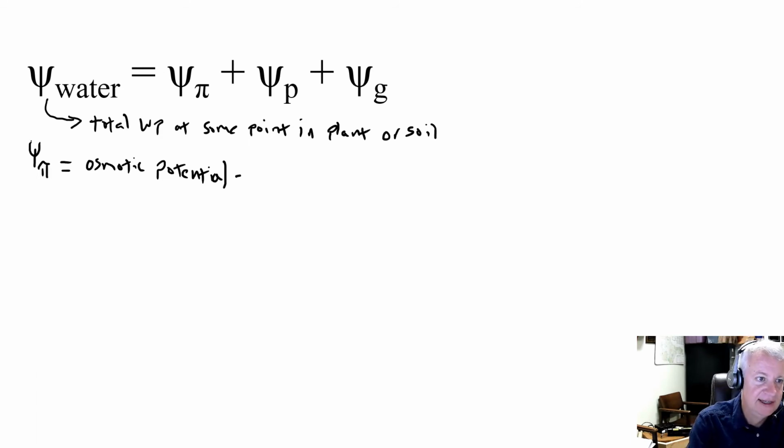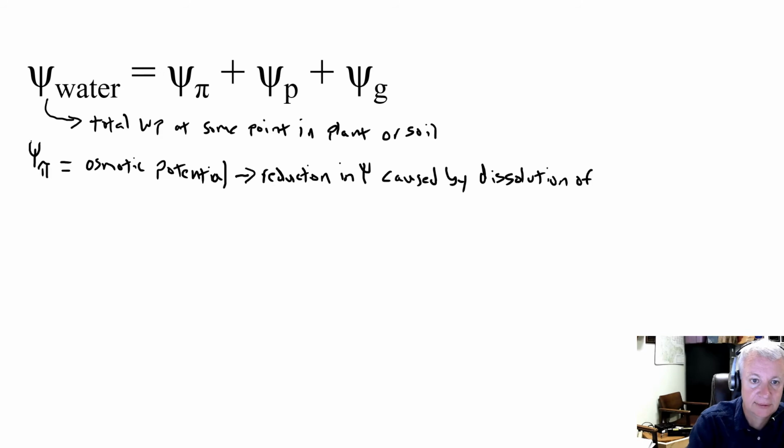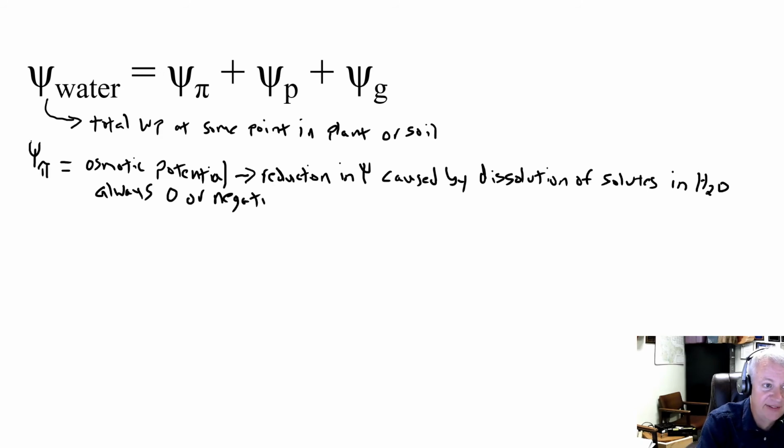Osmotic potential is just a reduction in water potential caused by the dissolution of solutes in water. As a solute, say sugar or salt, is dissolved in, let's think about our beaker of water. It's pure water at standard temperature and pressure that has a water potential of 0. If we put a spoonful of sugar in there and mix it up, as those sugar molecules dissolve, they bind some of the water molecules in that water, and the water potential of that water will go below 0. It will become negative. So the osmotic potential component is always 0 or negative. It's never positive.